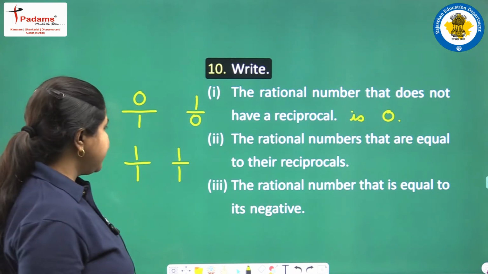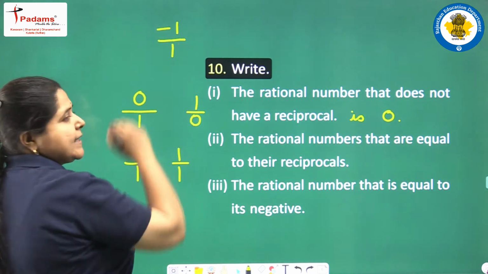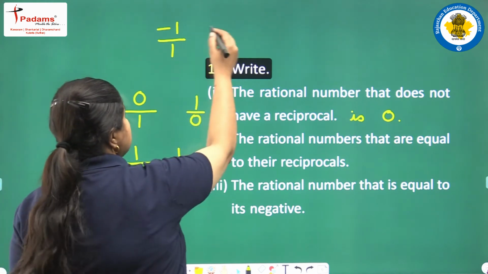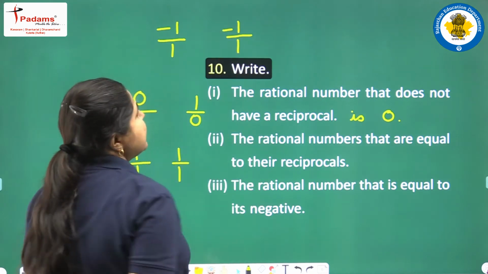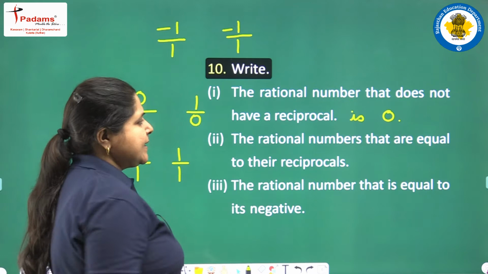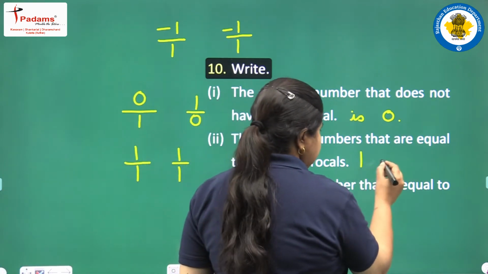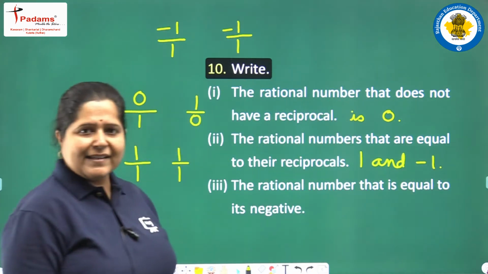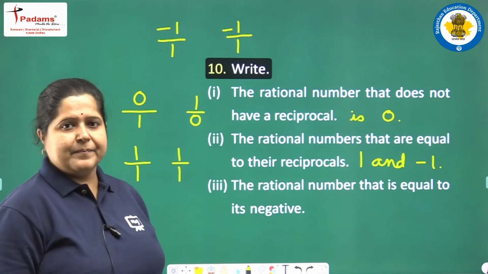One more number is there. Consider minus 1. It can be written as minus 1 upon 1. Now take its reciprocal, interchange the numerator and denominator, again it will be minus 1. So the rational numbers that are equal to their reciprocals are 1 and minus 1. They both are the rational numbers whose reciprocals are equal to them.